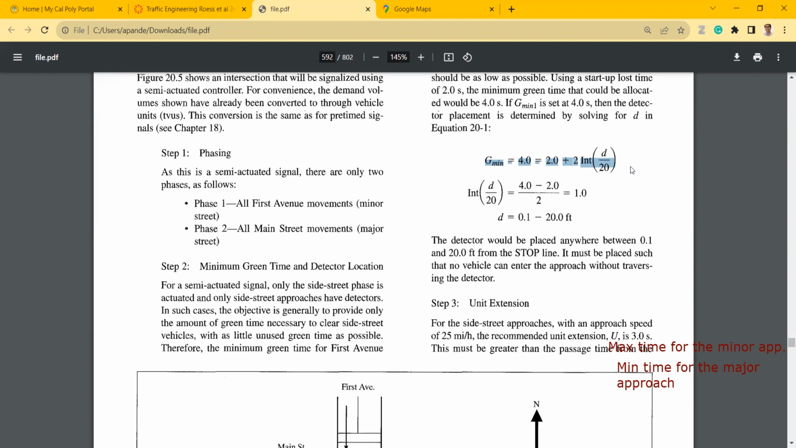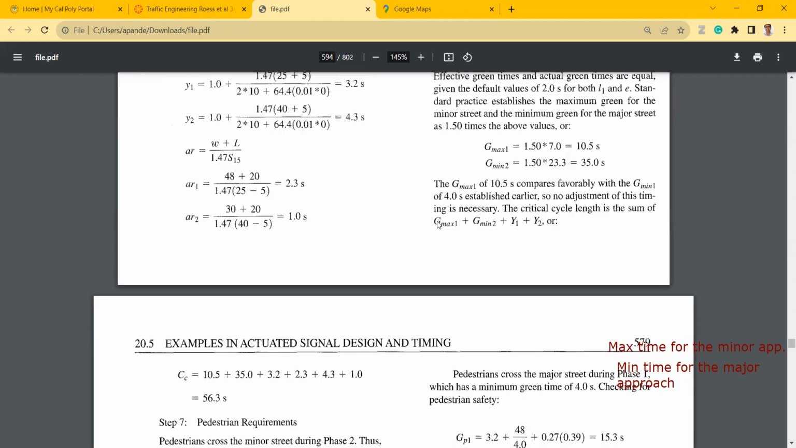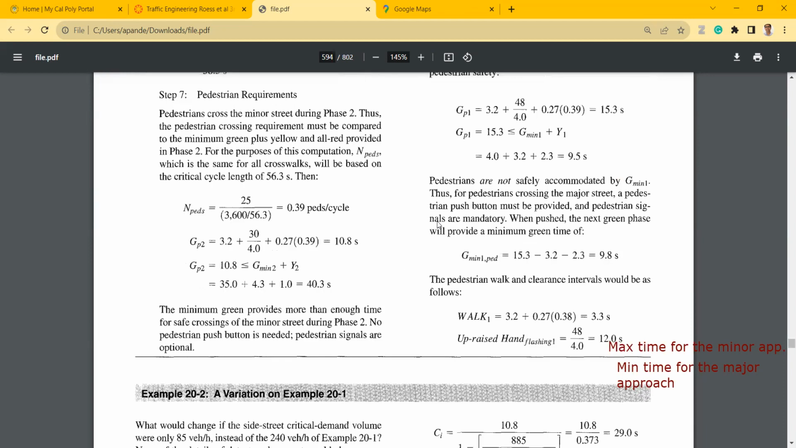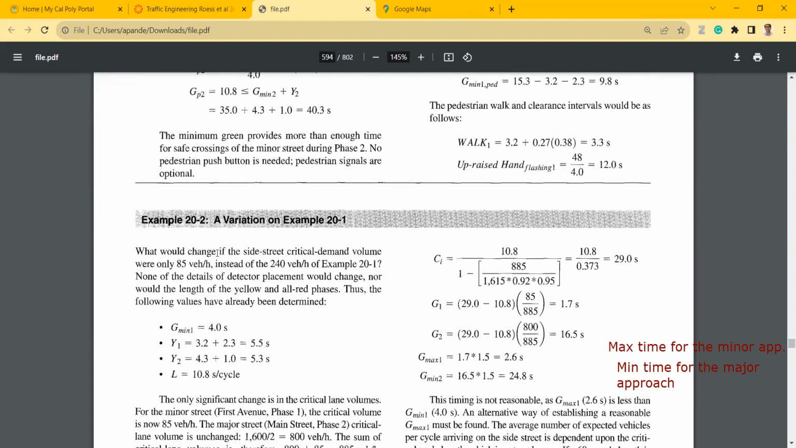Now, you might think, why would minimum time ever be more than maximum time? It could happen, yes. If it's a really low G1, then you might have it less than the minimum. And actually they talk about a next example here. If you look at this next example, it's kind of a variation on example 2.1. What would change if the side street critical demand volume was only 85 vehicles per hour rather than 240 vehicles per hour? So now your side street has very, very low demand.